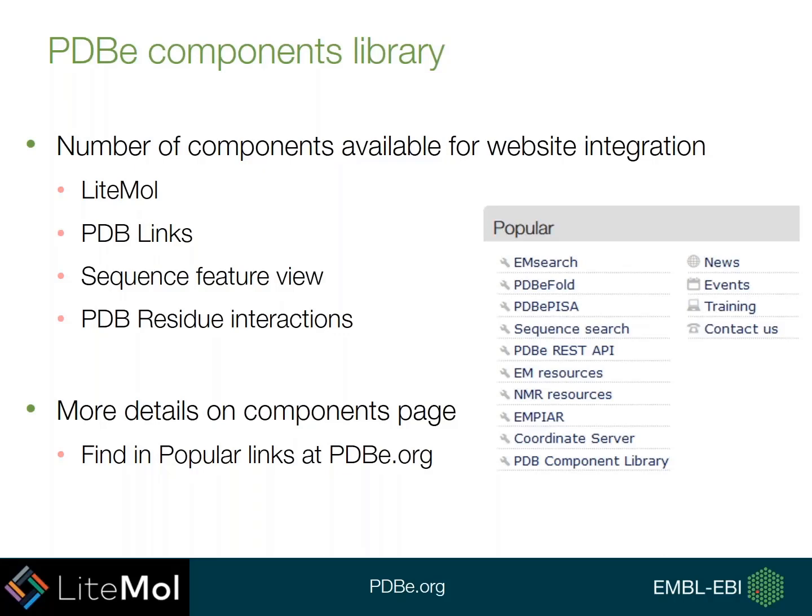There's also some components such as PDB links, which offers links to all PDBe sites. There's a sequence feature view, which shows our 1D, 2D, and 3D representations. There's also some external components, such as our Regini PDB residue interactions browser, and there are many more there. If you want to find out more about the components, go to our homepage at pdbe.org, and on the right-hand side there's a popular links section, and you can select the PDBe component library.